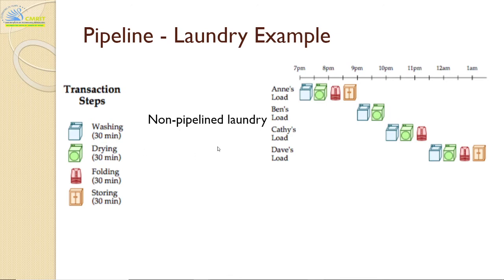Now if you do a non-pipelined laundry, each one is going to have a fixed slot. Anna is going to take like 2 hours, and then Ben is going to take just one hour. Kathy is going to take 1.5 hours, and Dave again is going to take 1 hour. So the total is just going to be the addition of all these time slots.